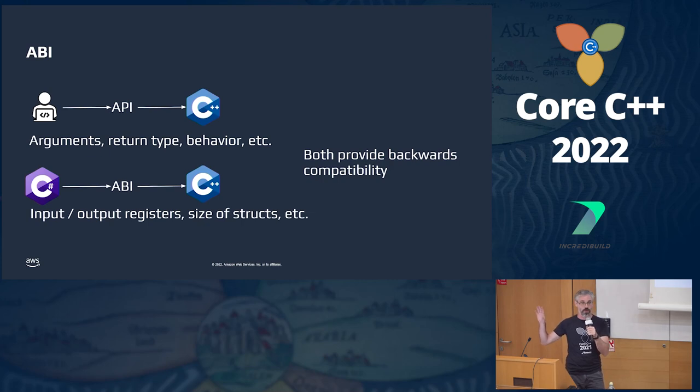Their code is still correct. As long as my ABI doesn't change, then no matter how the behavior of my code changed, it doesn't matter, again, to the caller. Their call will still be correct. Their inputs will be in the right registers. Their outputs will be in the right registers.